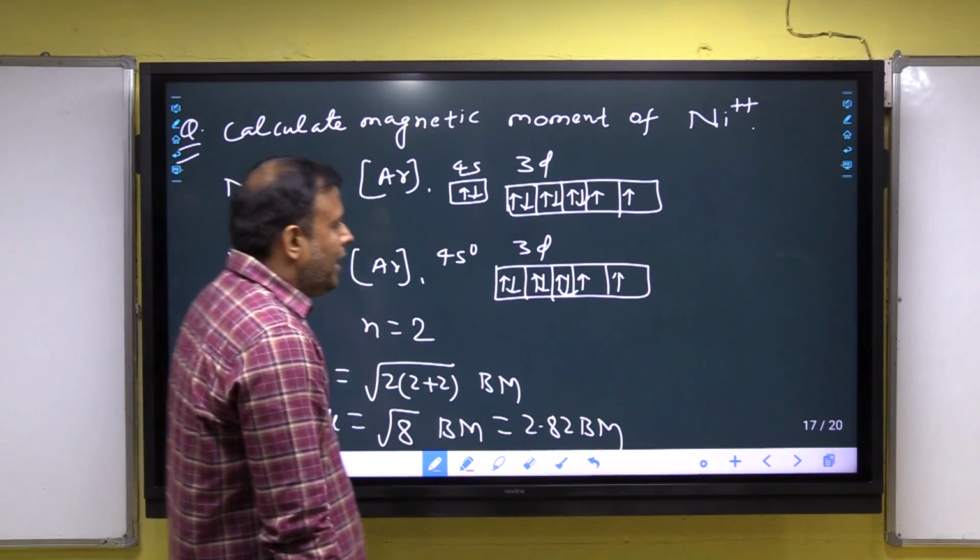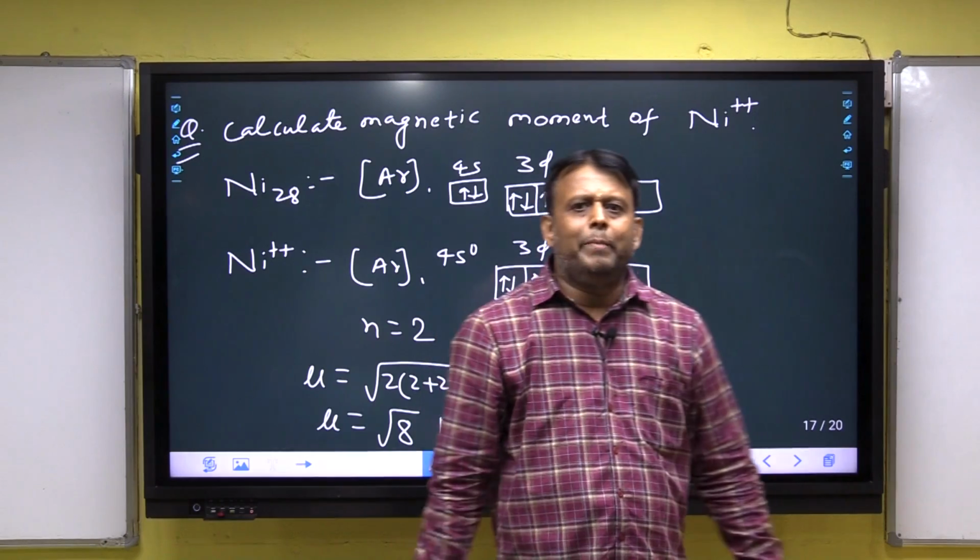Clear? And this is the calculation based on magnetic moment.